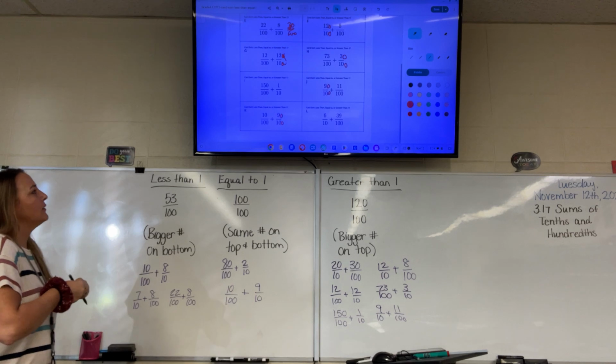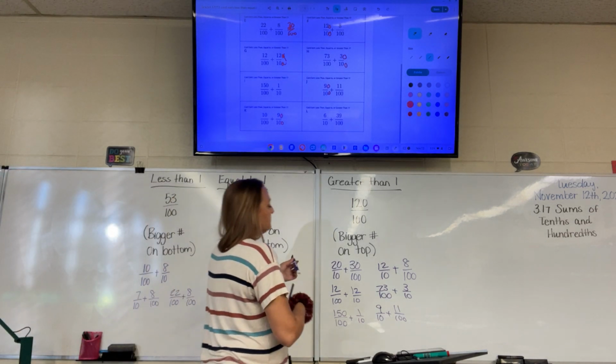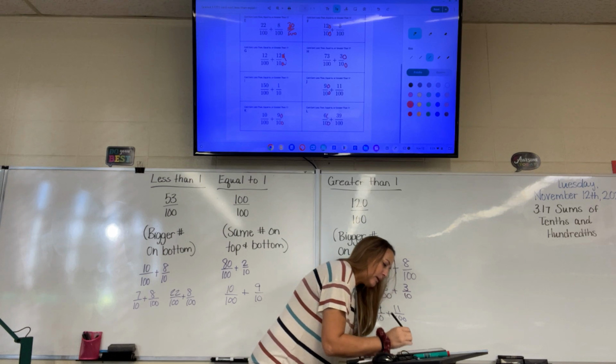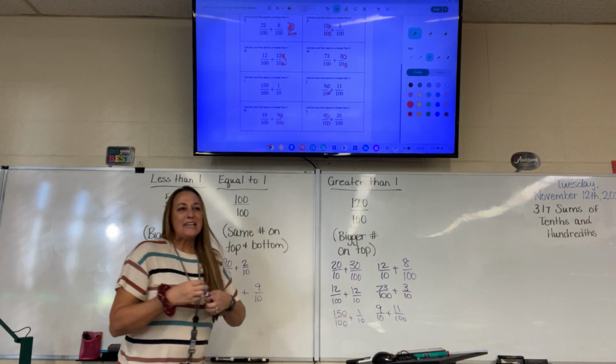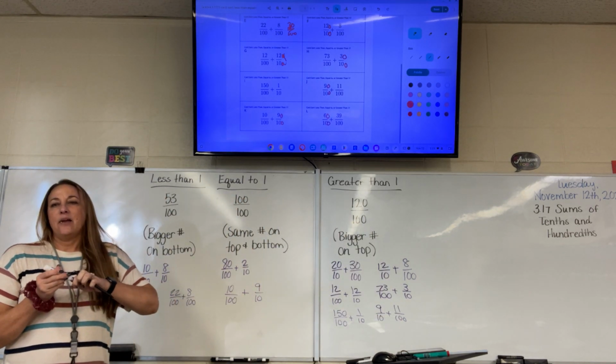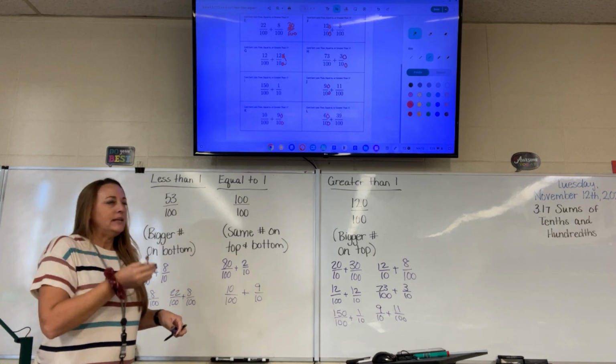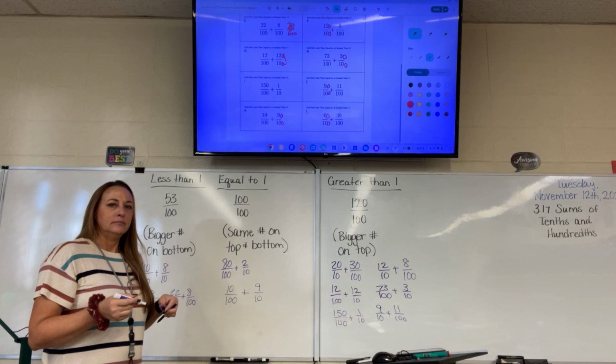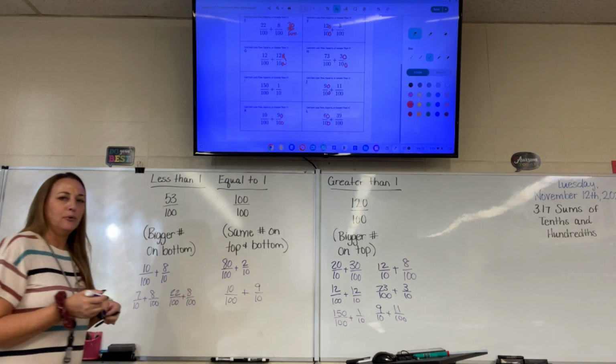Good work. Okay. And the last one, we have different denominators again. So we add a 0. What is 60 plus 39? Evan. 99. Very good. So where would it go?